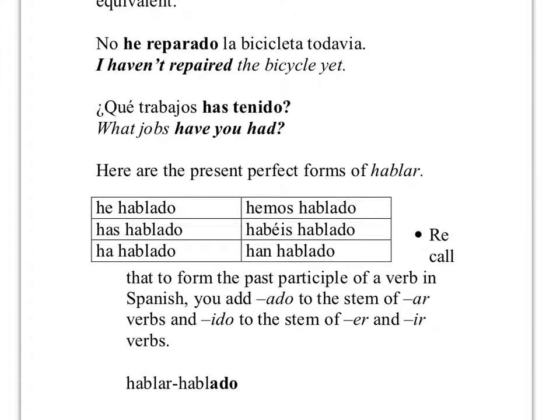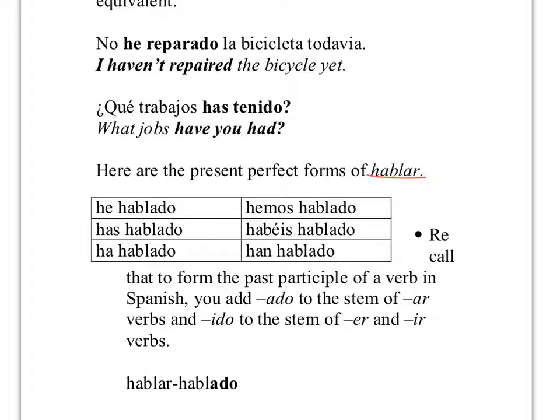Okay, here are the present perfect forms of hablar. So if we take the verb hablar, we can see these would be the forms using the present perfect. He hablado. Has hablado. Ha hablado. Hemos hablado. Habéis hablado. Han hablado. Okay, I know it looks a little weird, so let's just break it down.